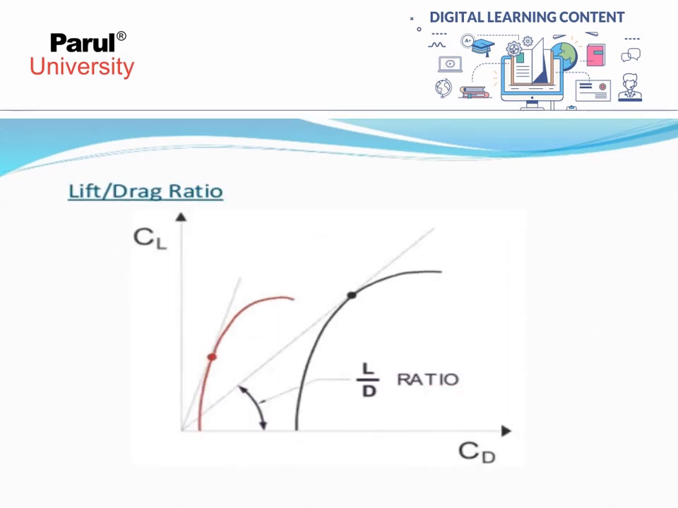Now the lift to drag ratio is nothing but the aerodynamic efficiency. Lift to drag ratio is what? Aerodynamic efficiency, and it is represented as CL by CD, or we can say the L by D ratio also. We can see the difference between these two ratios. Here L by D ratio and here L by D ratio. You can see and absorb that. Okay, now we can go to the next slide.